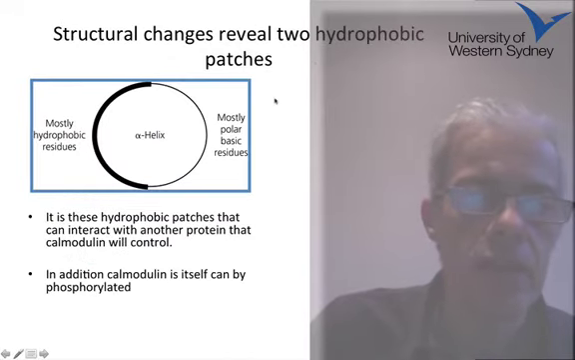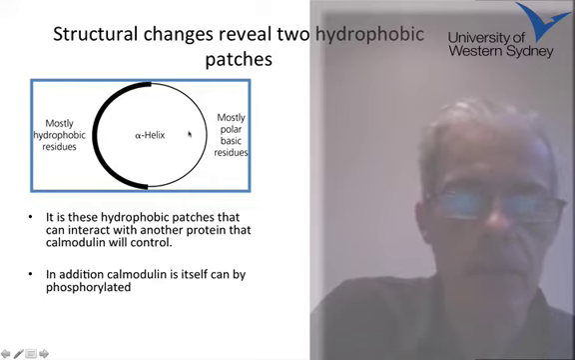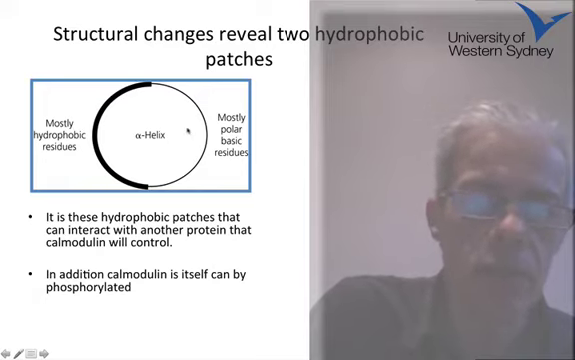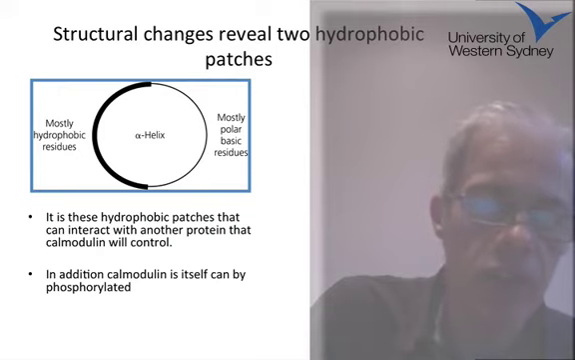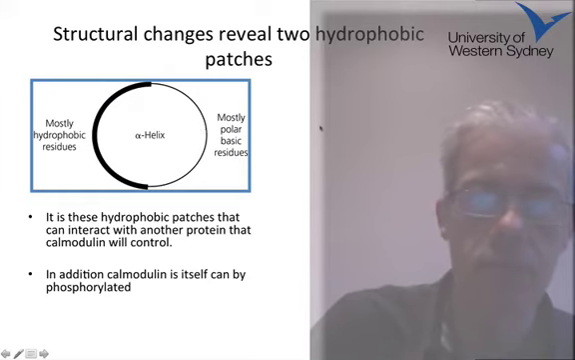The alpha helices have a distribution of hydrophobic and polar residues on either side, and binding of the calcium causes a change in structure to expose these hydrophobic residues that can then interact with other proteins and therefore regulate other proteins.